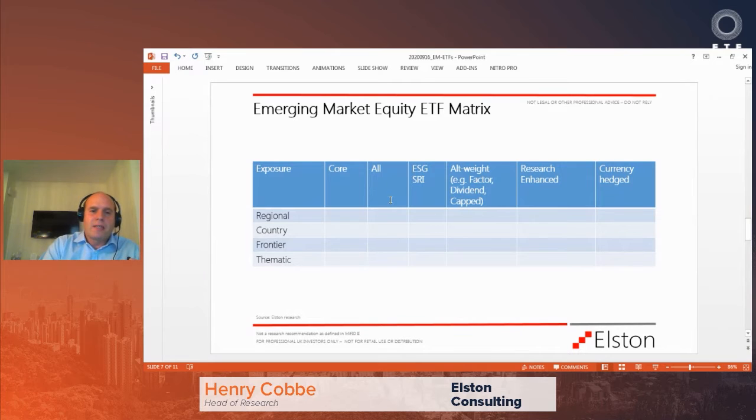But bear in mind the bulk of the assets is in that top left, just regional core or country core. Where we see all the development and all the growth in product types is from ETF providers who are looking to create something a bit more nuanced, a bit more interesting, a bit more focused on a particular angle or exposure. And that's where we see these main categories for product innovation, giving investors more nuanced tools for accessing and reflecting particular themes or exposures.